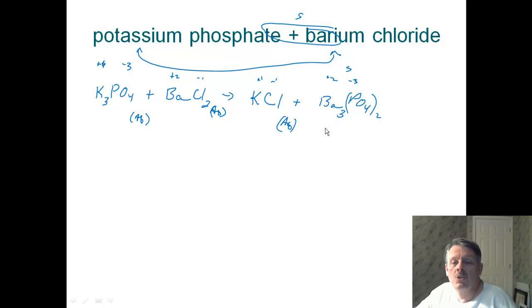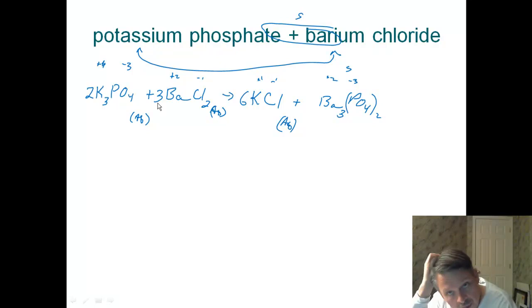So now I have to go back and make sure that I balance all of my equations. Well, let's see. I notice that I have 3 bariums. That gives me 6 chlorines. That gives me 2 of these. And I have to have 2 PO4s to satisfy the other side.